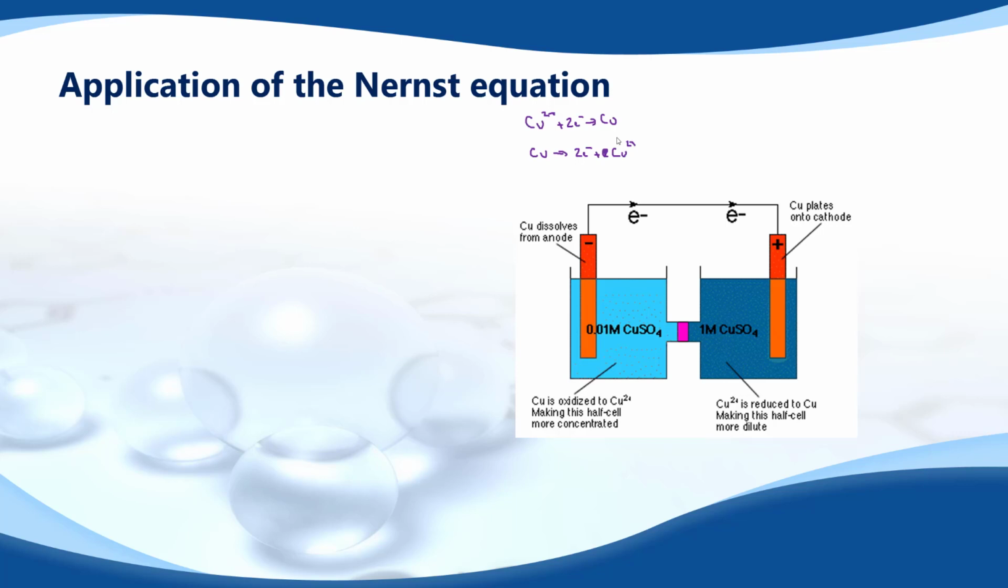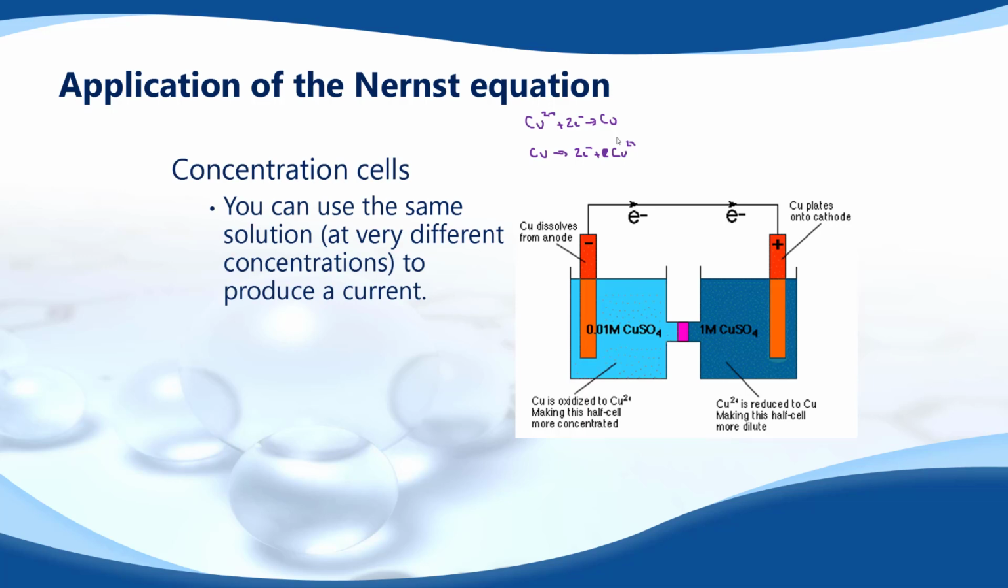Now, looking at this, you would expect this reaction to produce no voltage because the forward reaction and the reverse reaction are exactly the same thing, right? So their E should cancel out because one E is plus 0.34 volts, the other E is minus 0.34 volts. Those add up to 0. But the thing that we have to notice here is that the concentrations are very different. One of our solutions is at 1 molar. The other solution is at 100th molar.